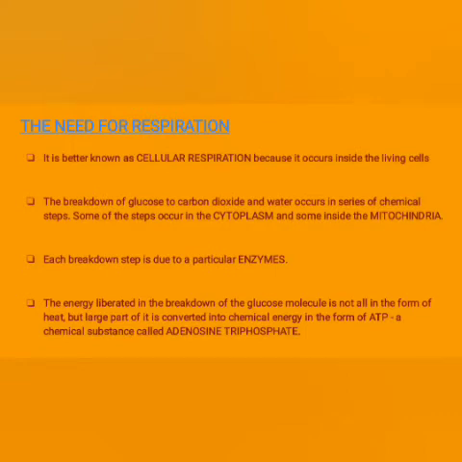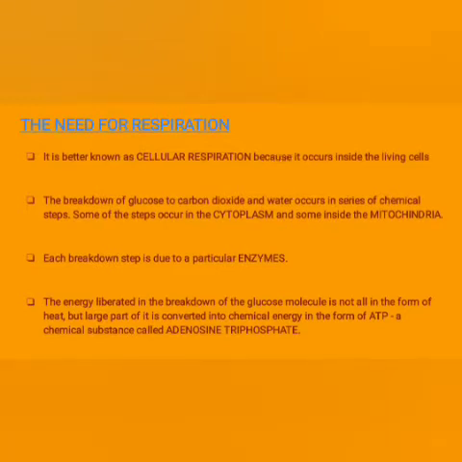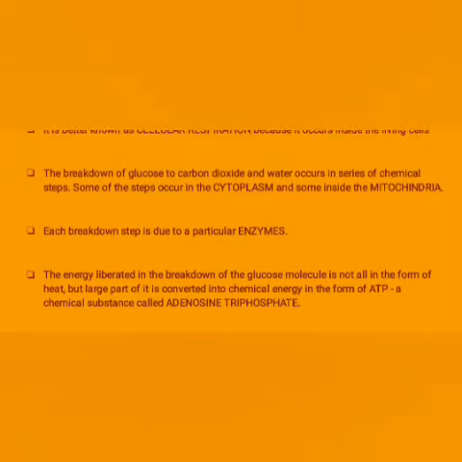Next, what is the need for respiration? Why is it important? So first is, this part of respiration yielding energy occurs inside the living cell and hence it is better known as cellular or tissue respiration. So this breaking down of glucose into carbon dioxide and water does not occur in a single step, but there is a series of chemical steps. Some of the steps occur in the cytoplasm of the cell and some inside the mitochondria. And in each step there is a particular enzyme that functions.